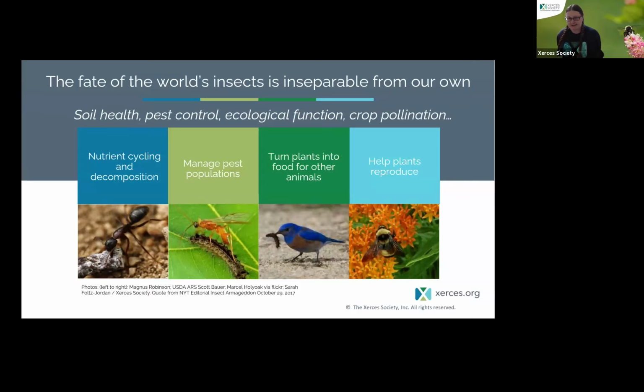We also have insects that are predators or parasitoids on pest populations. So like you see here, this parasitoid wasp parasitizing a caterpillar. You know, this creates balance in our ecosystem to suppress those pests so we don't have outbreaks where we have crop damage or damage to our plants. Insects themselves are food for other animals, so they're an important part of the food web. And of course, our pollinators help plants reproduce, producing those seeds and fruits and berries that not only humans eat, but that other wildlife rely on as well.